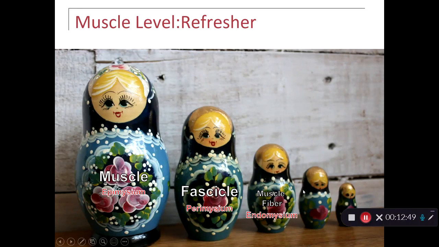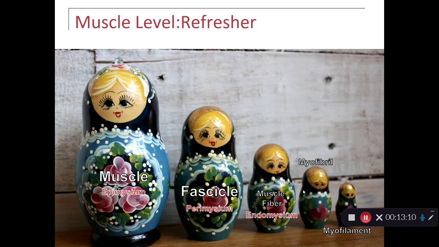Within that muscle cell, you're going to have your myofibrils. These are the ones that have the sarcomeres, the functioning unit, which is called the sarcomere, sorry. And then within those myofibrils, you got the myofilaments, which are the thick and thin filaments. Thick equaling the myosin, thin equaling the actin.